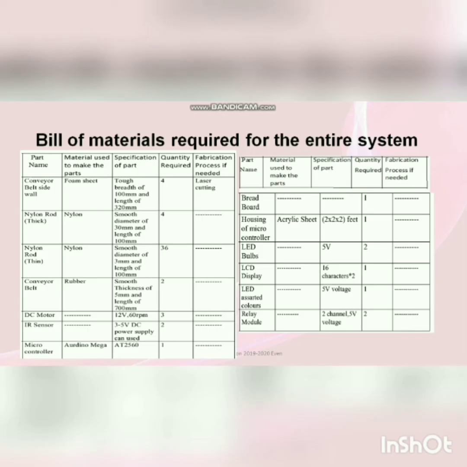And here is the bill of materials required for the entire system. We are using 4 conveyor belt sidewalls, made up of foam sheet, and 4 thick nylon rods, and 36 thin nylon rods. And we are using 2 conveyor belts, made up of rubber, and 2 DC motors and 1 servo motor. And we are using 2 IR sensors and 1 microcontroller, that is, the Arduino Mega.